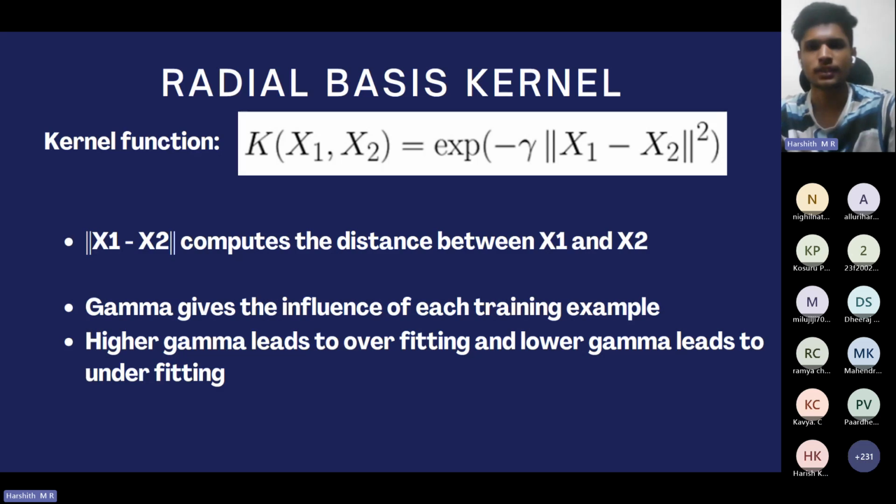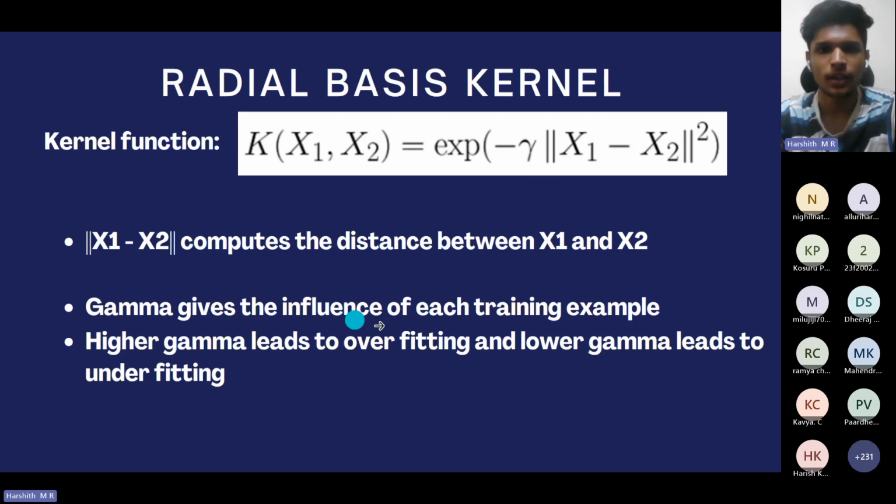Coming to the radial basis kernel, similar to the polynomial kernel, it also has its own function. You don't need to remember the function. You only need to know how the parameters affect the training. That is the most important part, and also understand the intuitive idea behind this formula. So x1 minus x2 computes the distance between the 2 points.